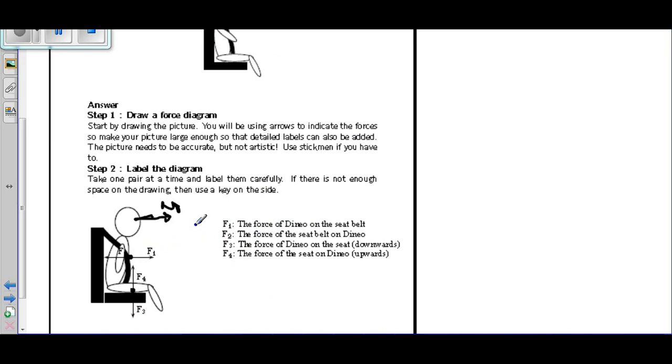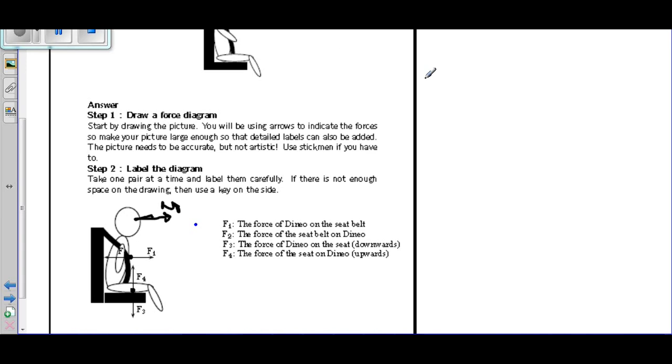Dineo on seat belt and seat belt on Dineo. Dineo on the seat, bottom of the seat, and bottom of the seat on Dineo upwards. And Newton 2 can also apply because he is moving at 100 kilometers per hour forward, and the seat belt applies a force which causes negative acceleration, which brings him to a stop. So we can see that acceleration comes into play where Dineo is moving at 100 kilometers per hour, and there's a force applied on Dineo.